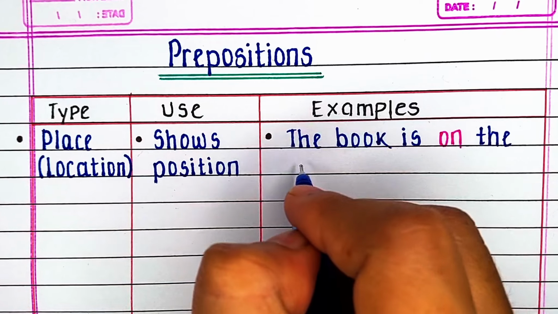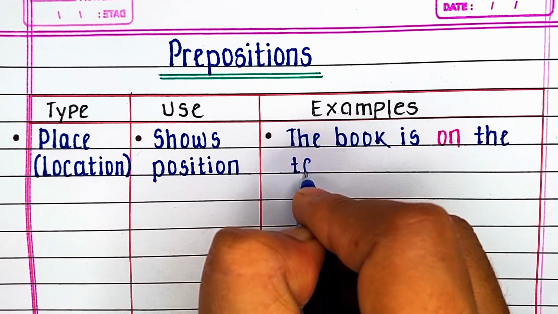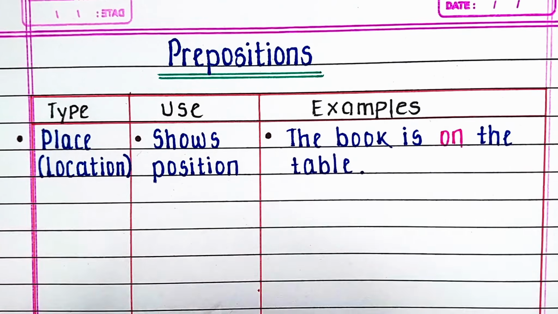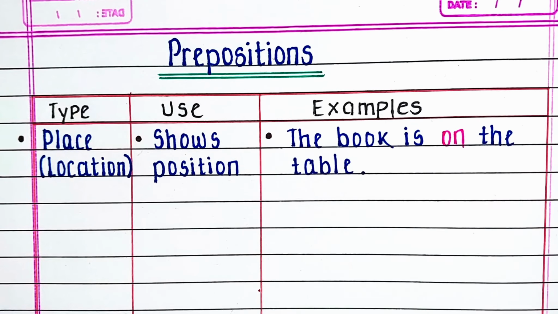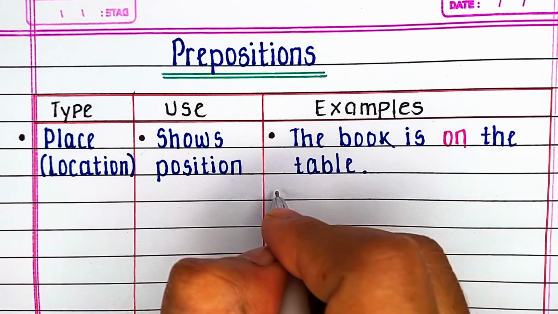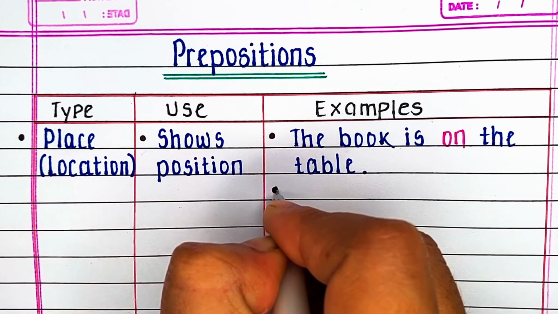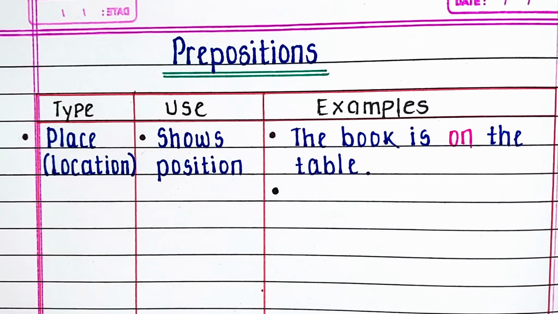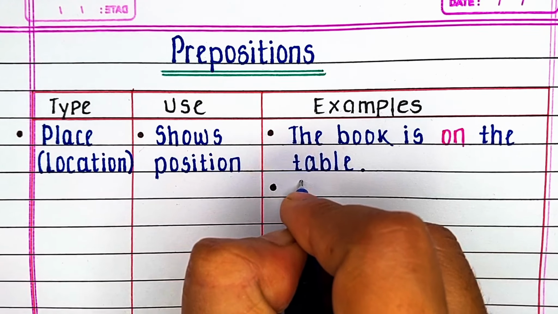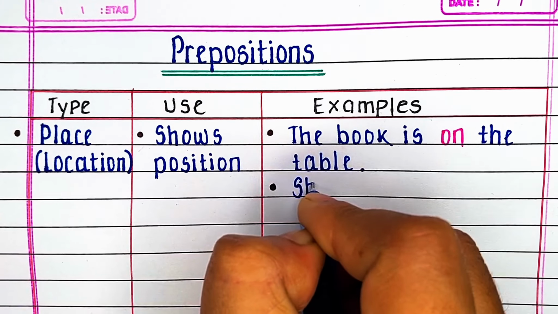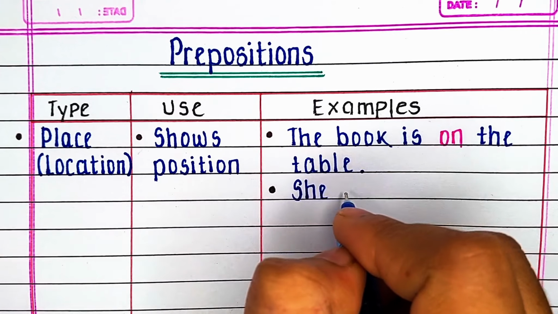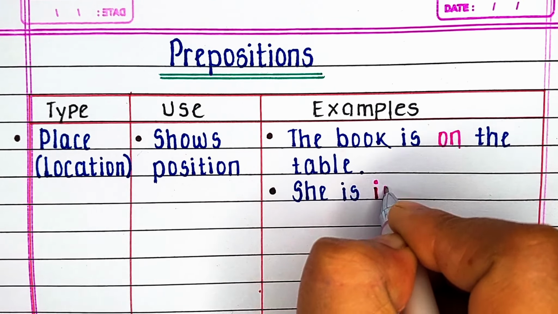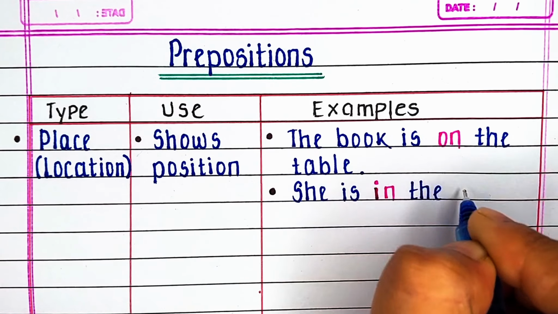The first type is place. These type of prepositions indicate the location. What is the use? They show position. Let's understand with the help of suitable examples. Example number 1. The book is on the table. In this sentence, on is the preposition. Next sentence is, she is in the room. Here, in is the preposition.